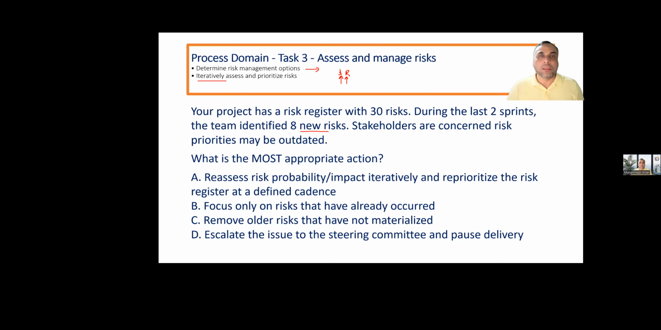During the last 2 sprints, the team identified 8 new risks. In which of the events, ceremonies, or meetings can they identify the risk, as per the question? In the review meeting, in the retrospective meeting, in the planning meeting, or in the daily stand-up meeting?